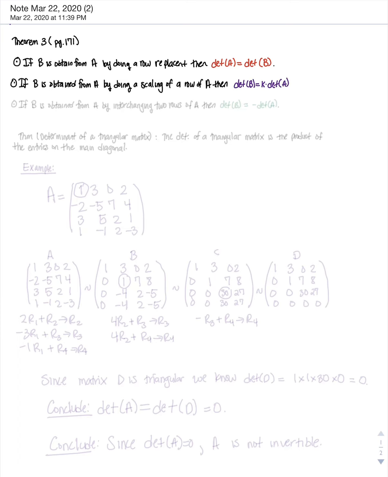And the last one is that if B is obtained from A by interchanging two rows of A, then the determinant of B is equal to negative the determinant of A.